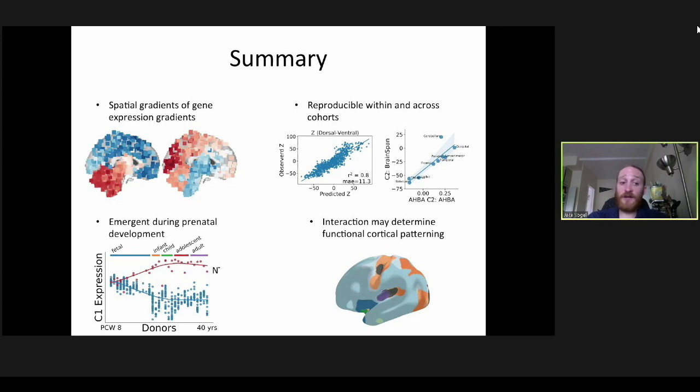So in summary, we identified patterns of gene expression that occurred systematically along spatial gradients in the brain. The components were reproducible across and within cohorts and emerged prenatally. And while it requires further follow-up work, these gradients might be involved in cortical arealization.